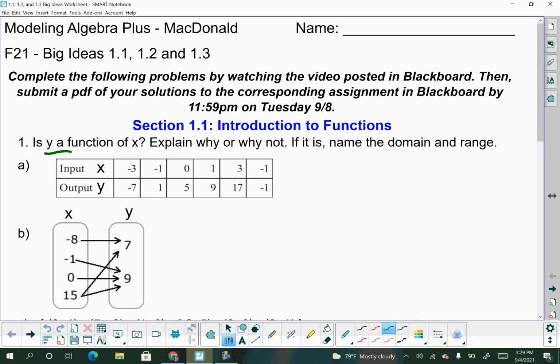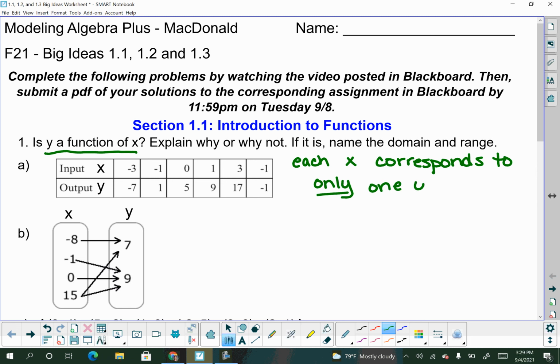When it says, is y a function of x, does it mean that each x corresponds to only one y? Okay, so that's another way that we're going to word that question. Does each x correspond to one and only one y? If the answer is yes, we have a function. If the answer is no, we don't have a function, and then we can use the place where it corresponds to more than one y as a counterexample here.